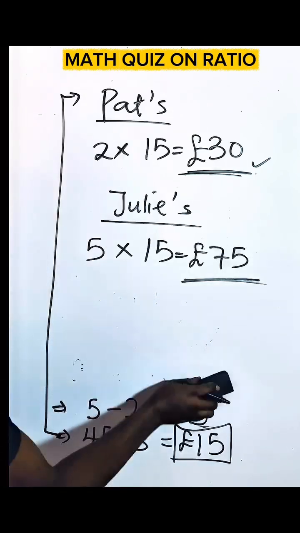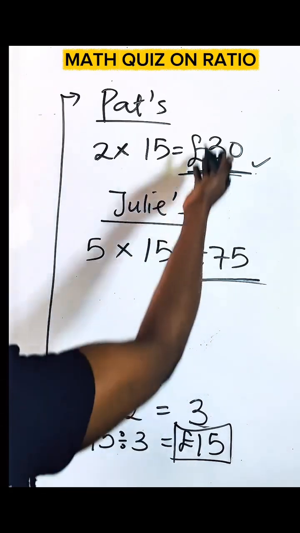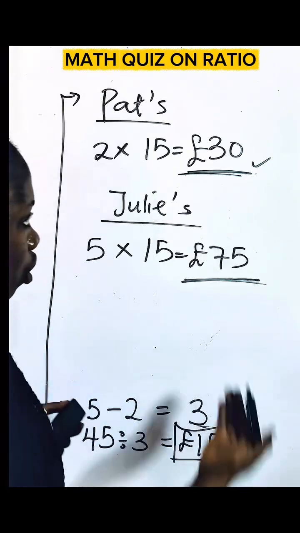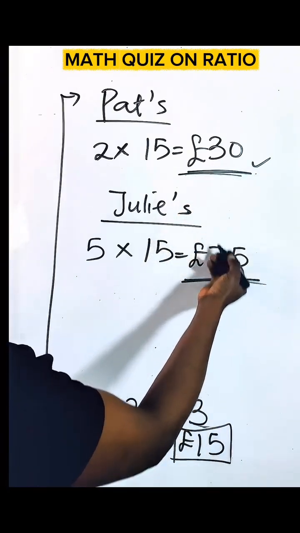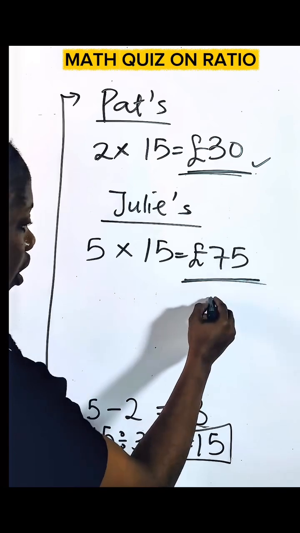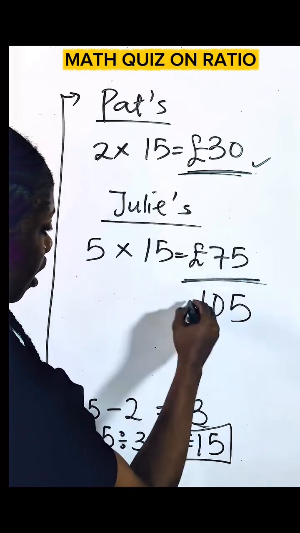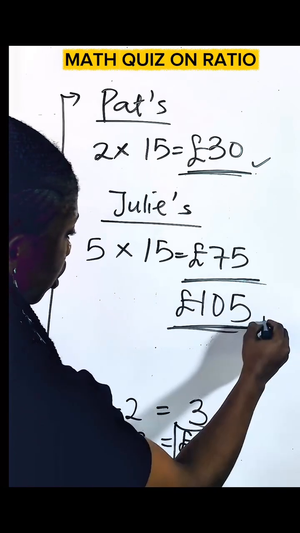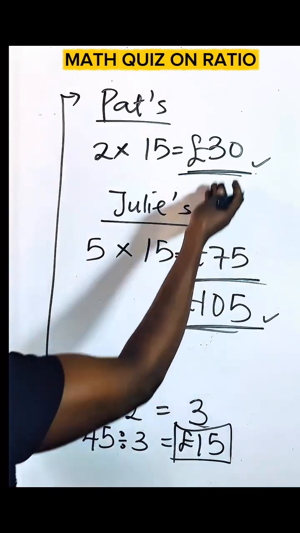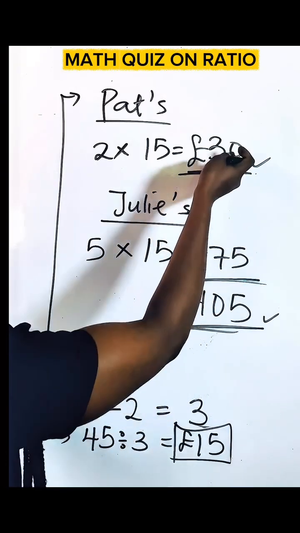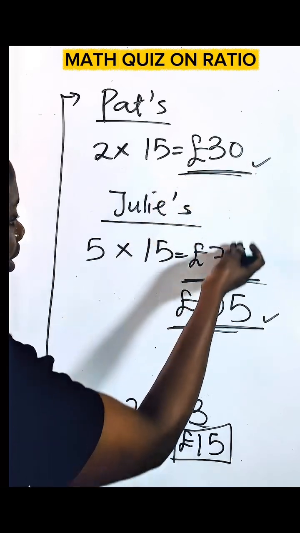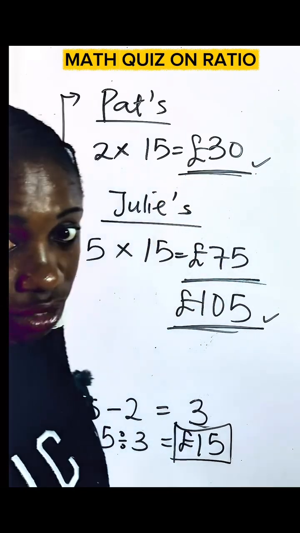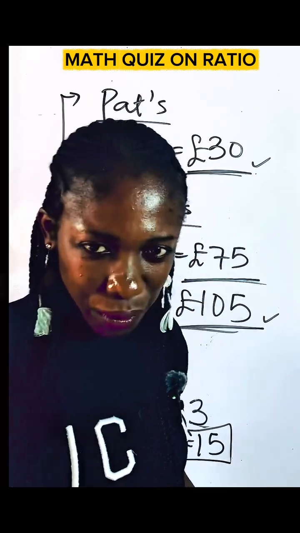So you can also be asked, what is the total money they shared? If you are asked such, just add these two together. So if you add 30 and 75, it gives you £105. That was the total money they shared. And when you also look at 30 and 75, you understand that the difference between 30 and 75 is that 45 we were told in the question.